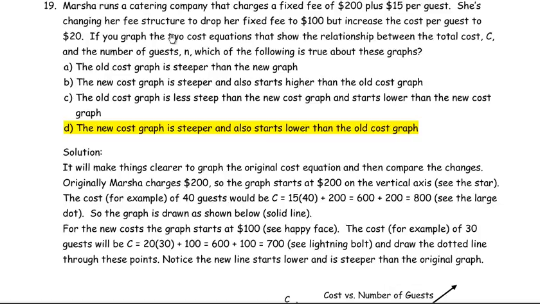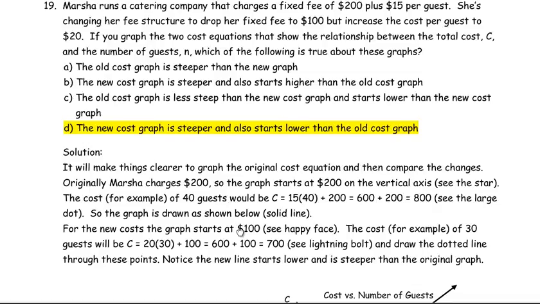Question number 19 for Linear Relations EQAO practice questions for grade 9 applied. Marcia runs a catering company that charges a fixed fee of $200 plus $15 per guest. She's changing her fee structure to drop her fixed rate to $100 but increase the cost per guest to $20. If you graph the two cost equations that show the relationship between the total cost C and number of guests N, which of the following is true about these graphs?